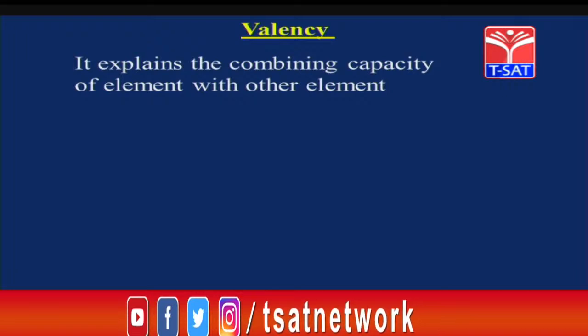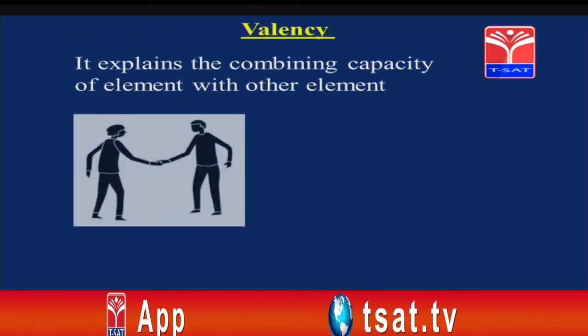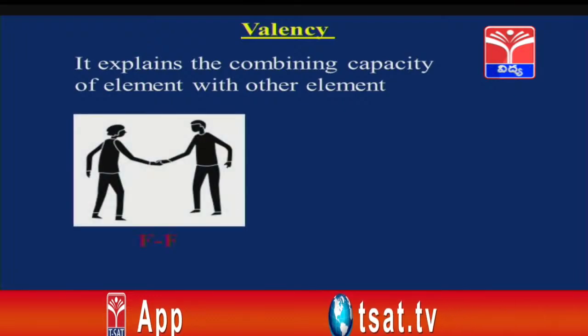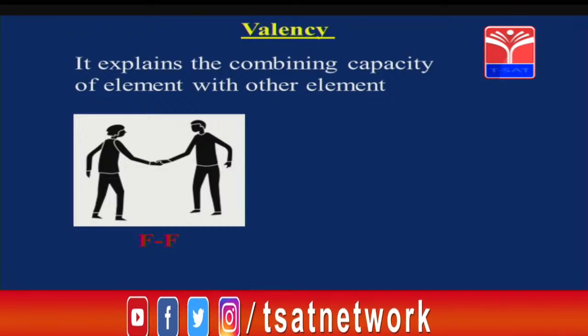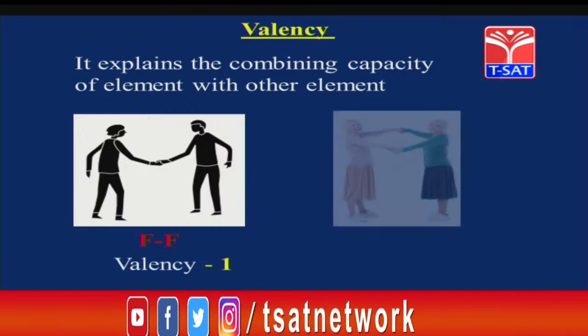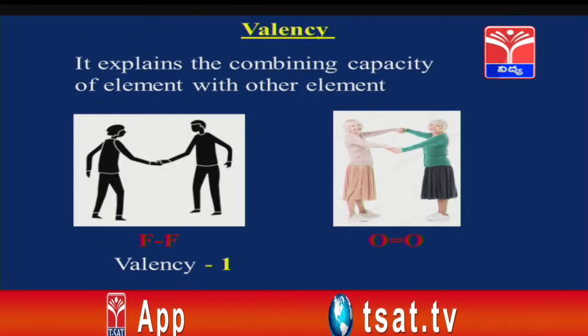Mainly, valency explains the combining capacity of an element with other elements. For example, a fluorine atom has combining capacity 1. That means it will combine with one other element. And the combining capacity of oxygen is 2. That means the oxygen element can combine with 2 other elements.